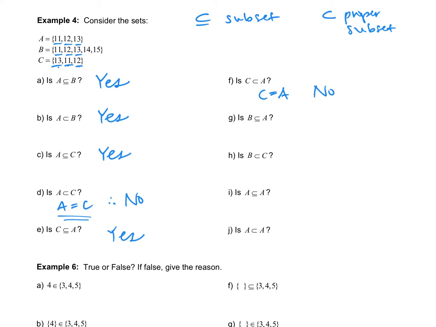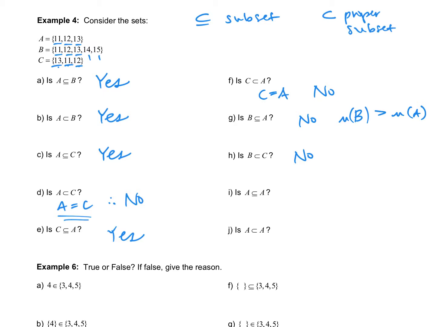Is B a subset of A? No. I see 14 and 15. Those are in B, but they're not in A, so no. B is bigger than A, right? The number of elements in B is bigger than the number of elements of A, so it's not possible for it to be a subset. Is B a proper subset of C? Again, no, because the number of elements in B are more than the number of elements of C.